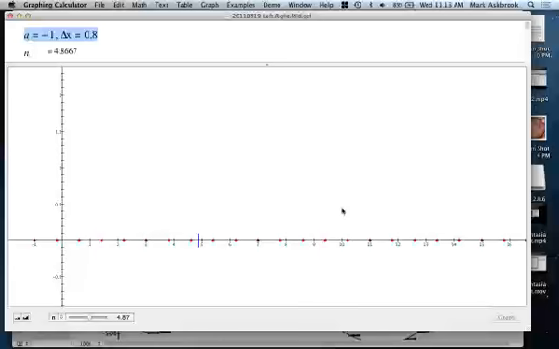So here's a graphing calculator program. A is the starting value of x. Right now it's set at -1, okay? Then delta x is the width of our interval. And then the blue is the current value of x. So n, I can change n here, and that's the current value of x.